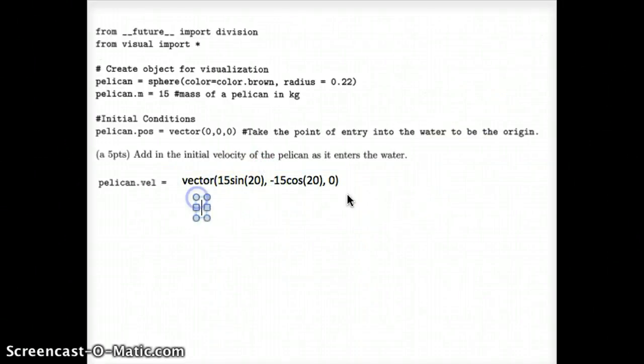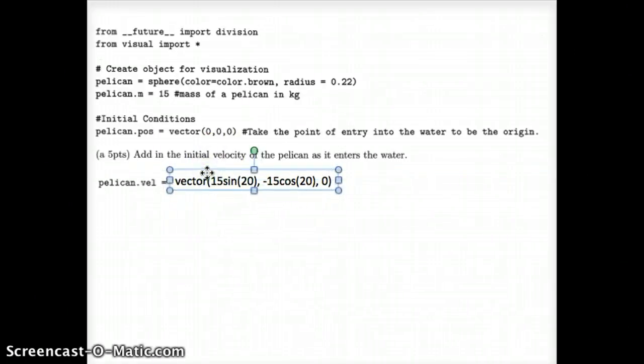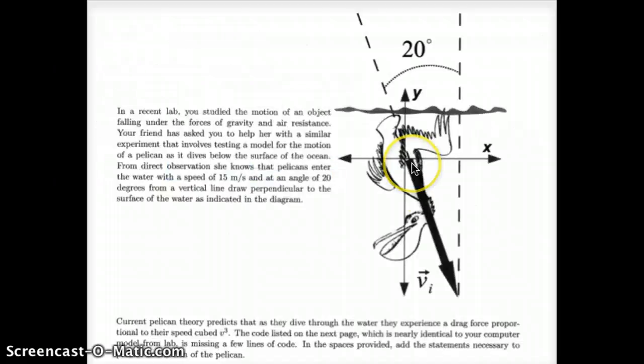Remember that when you're putting vector form, it's always vector, x, y, z, and vector shouldn't be capitalized. In the x direction it's moving 15 sine 20, in the y direction it's moving negative 15 cosine 20, and in the z direction it's not moving at all because it's not 3D, so it's just going to be 0. So this is one of those instances where just because it's the x coordinate doesn't mean it has to be cosine, and just because it's the y coordinate doesn't mean it has to be sine. Essentially you just have to keep in mind this diagram.